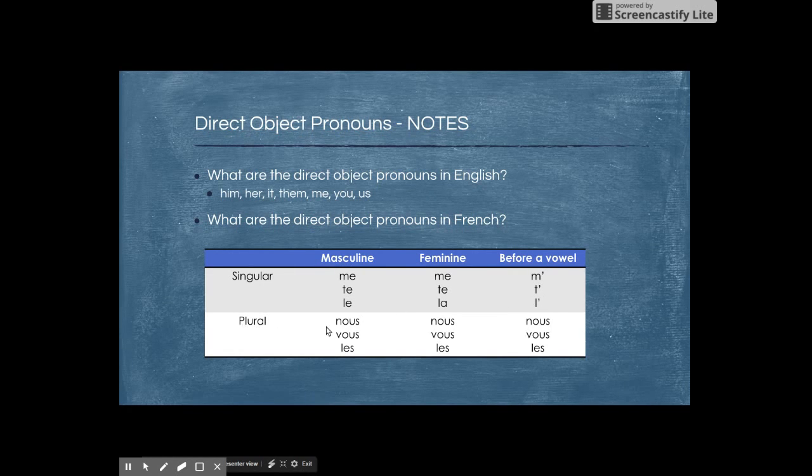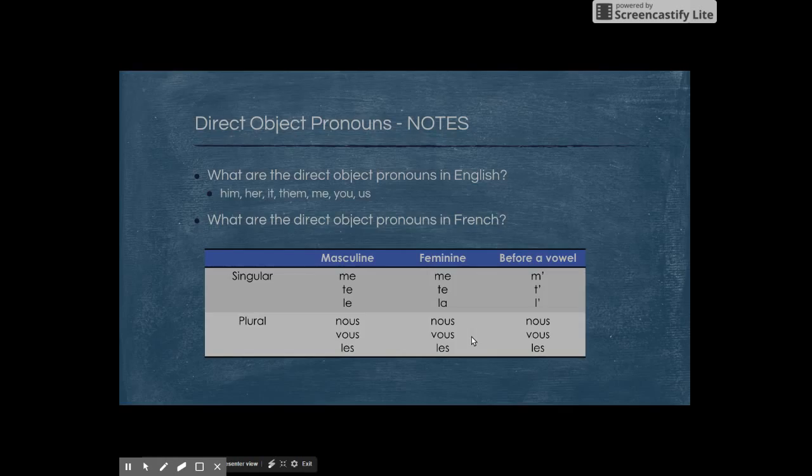Yeah? And for plural, we have nous, vous, les for masculine. So us, you, formal, or you all, and them. And you notice that these do not change based on feminine or before a vowel. They're all going to stay nous, vous, les.